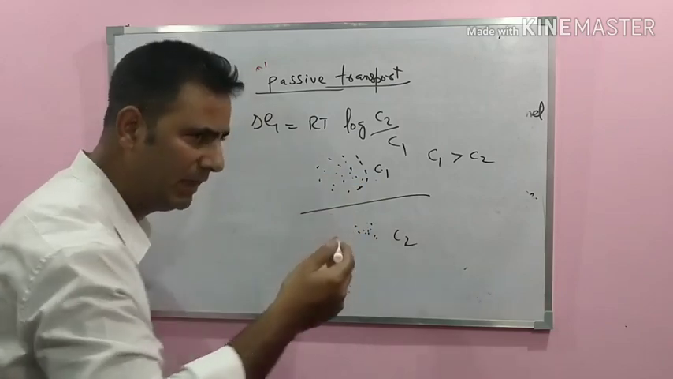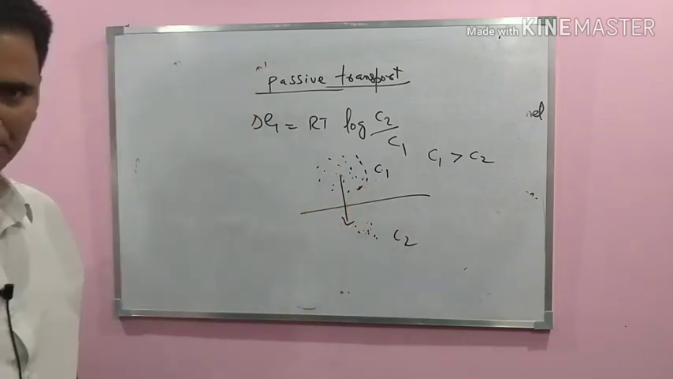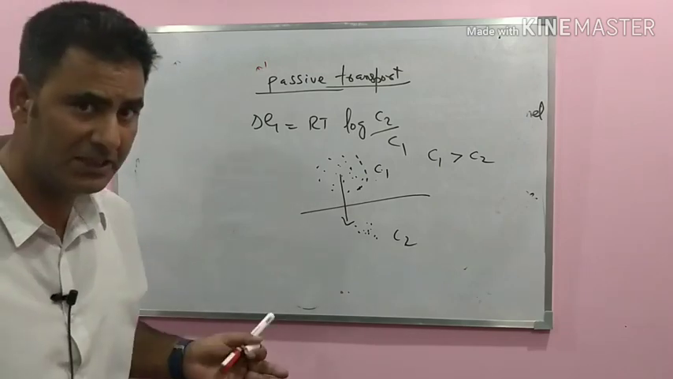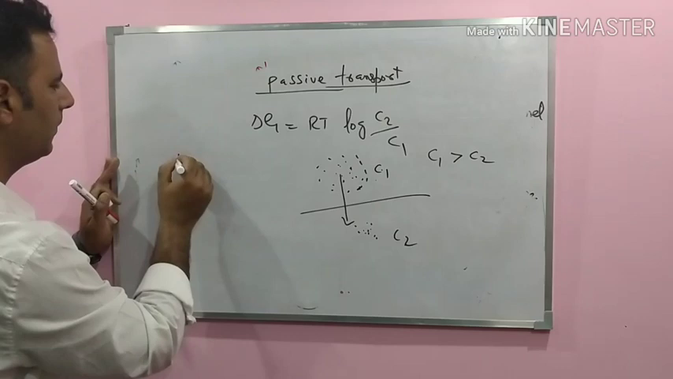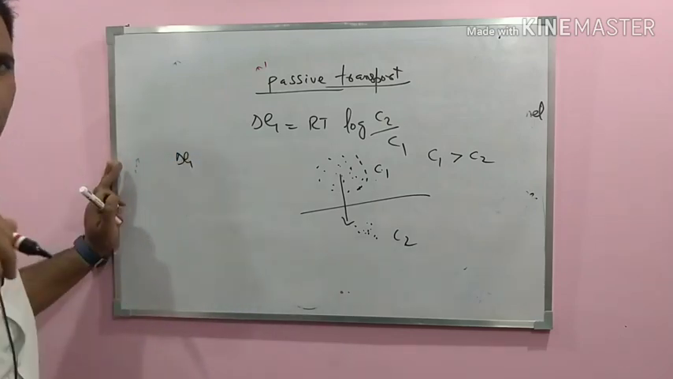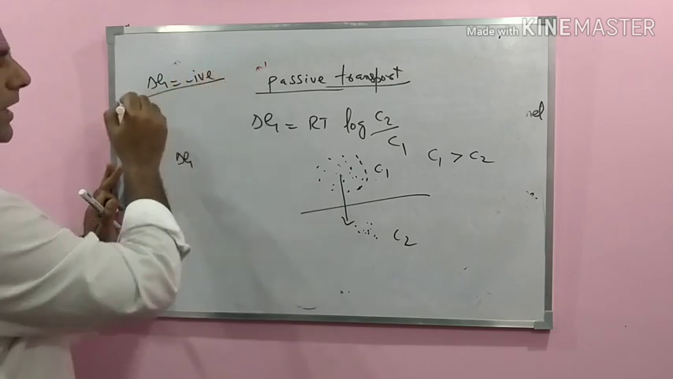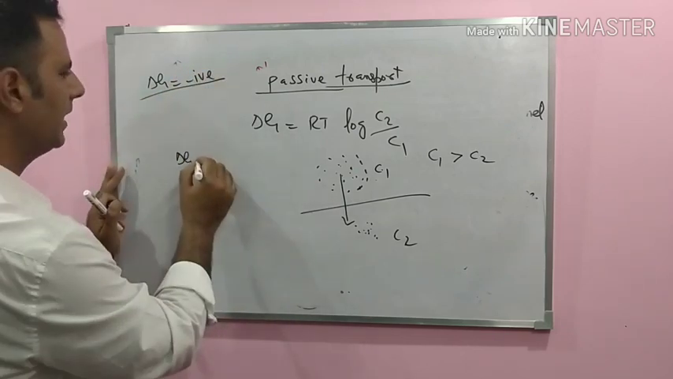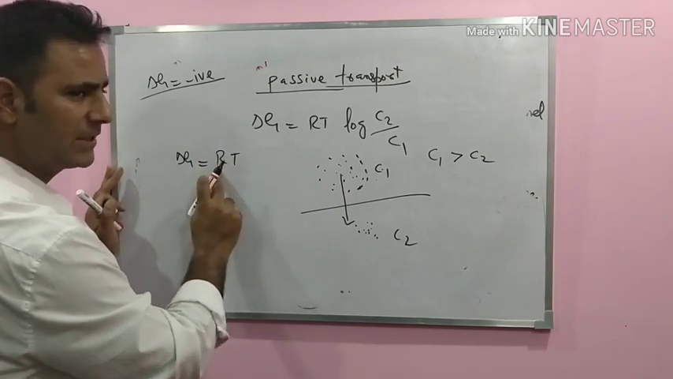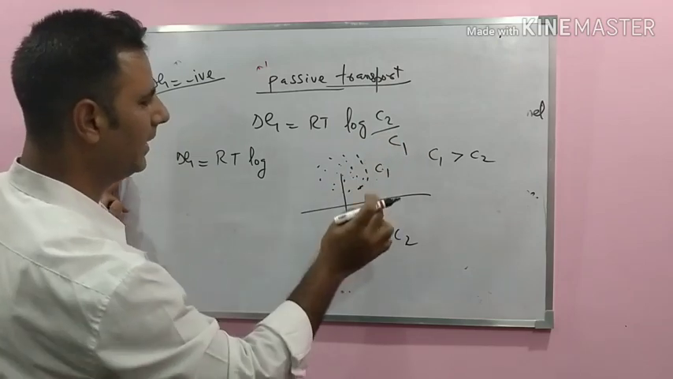What is going to happen? As there is a natural tendency, the substances will move from C1 to C2. We will see whether it is applicable as per the thermodynamic laws. We will follow this formula, delta G. For any spontaneous process, delta G must be negative. Delta G is equal to RT, where R is the gas constant and T is temperature, which is also constant, times log of C2 by C1.